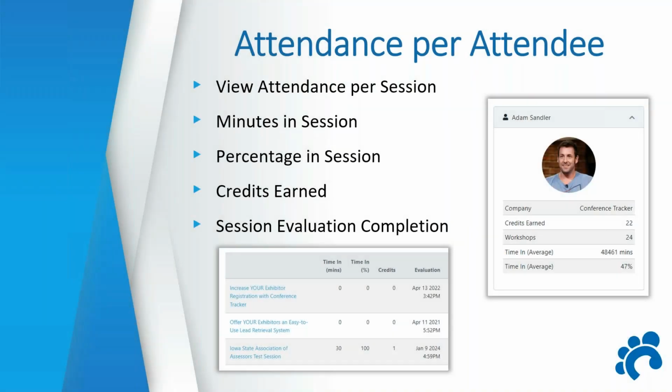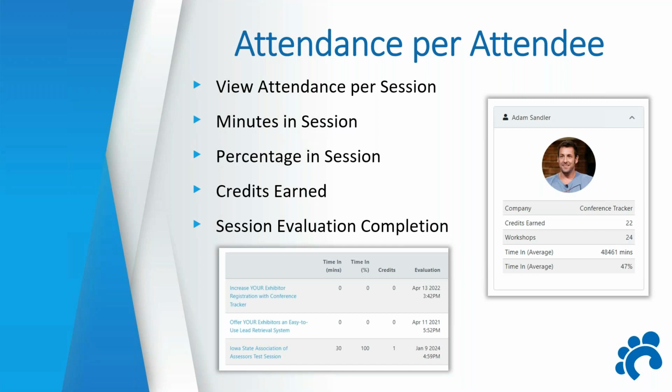We also get to see our attendance per attendee. This is going to be our attendance per session, and this is going to be on an individual basis. So if you want to go in and see specifically how many minutes Adam Sandler spent in each class, maybe if they completed the session evaluation or not, this is a great way to see very quickly what was the total amount of credits this person earned. Maybe it was too high and we need to cut back. Maybe there were extra attendance logs that were scanned by accident that we need to take a look at.